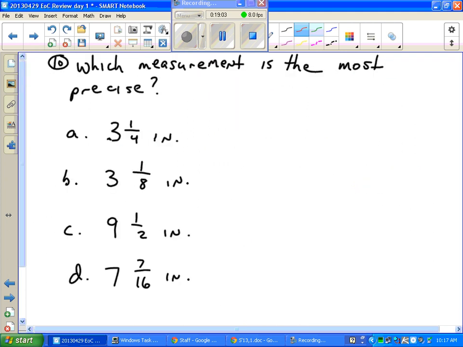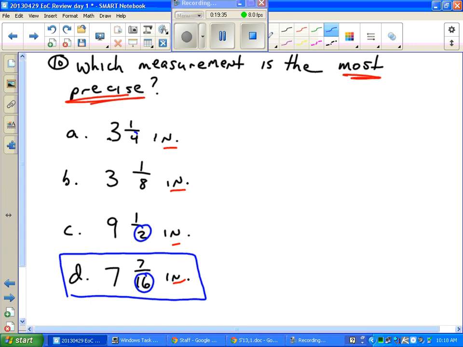Then number 10 says, which measurement is the most precise? Remember, precision is the smallest unit being measured. They're all inches, so you can't look to the measurement unit. All you have to look to is the smallest number. Remember, when you're talking about fractions, the smallest unit is the one with the largest number at the bottom. So this is your smallest one, and this is your largest one there. That is the most precise one, because when you're talking about fractions, the one that has the largest number at the bottom is your most precise unit measurement.